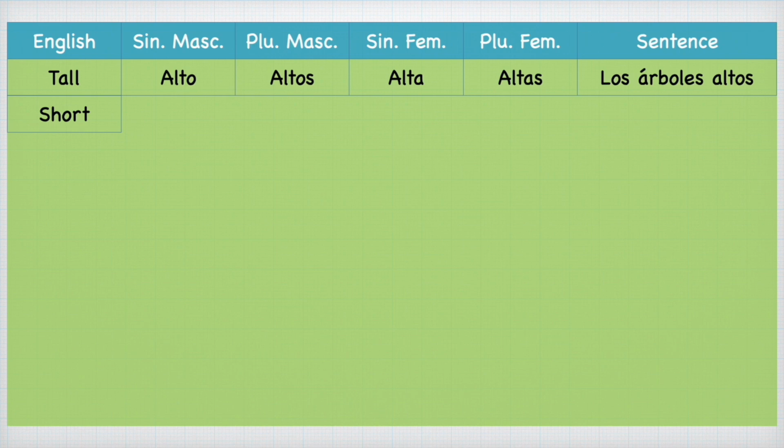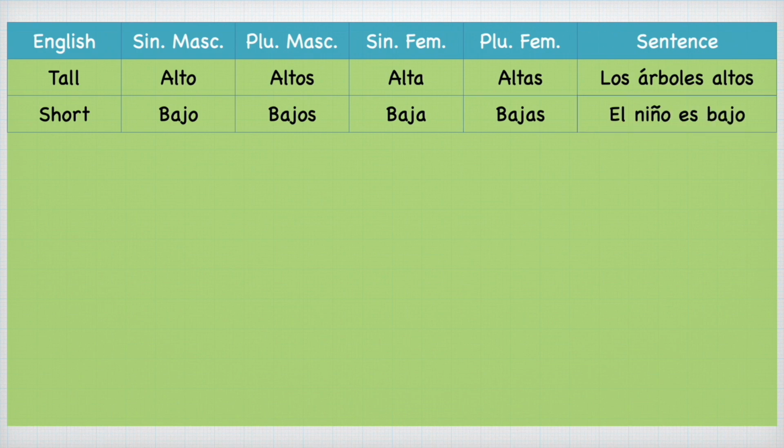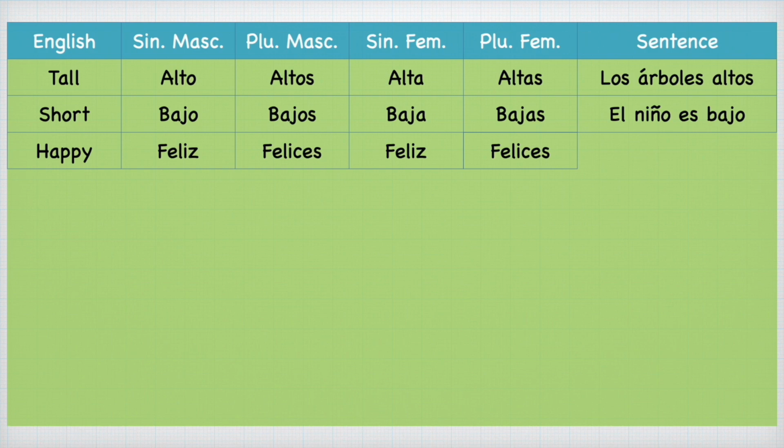Next, we have short, which in singular masculine is bajo. In plural is bajos. Singular feminine is baja. Plural would be bajas. El niño es bajo. The boy is short. Happy, feliz for singular, felices for plural, and these are the same for masculine and feminine. Ella es feliz. She is happy.